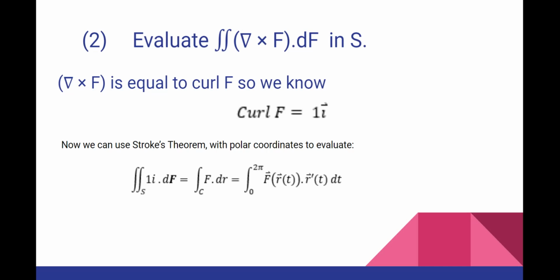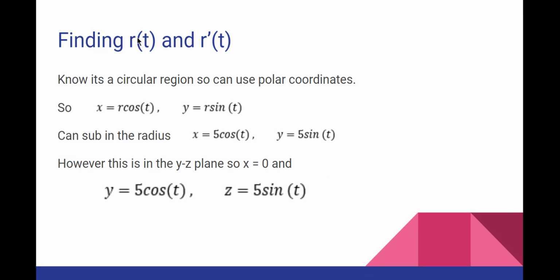So now we're going to evaluate the double integral of the curl of F in S. We know the curl of F is equal to 1i, and we can use Stokes' theorem with polar coordinates to evaluate this. So first we need to find the polar coordinates of the sphere and the derivative of it.